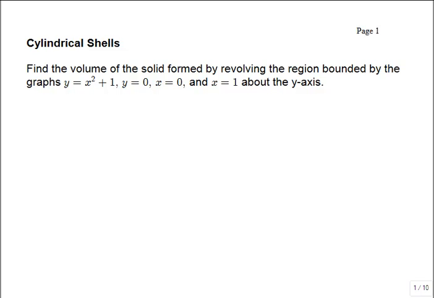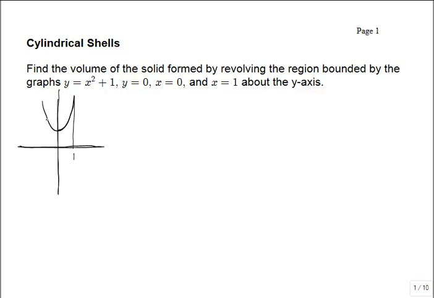So the first thing we're going to do is draw the region that's being bounded, and then we're going to rotate it around the y-axis. So let's start by drawing y equals x squared plus 1. That's just a parabola that's been shifted up 1 unit. Y equals 0 is just the x-axis. X equals 0 is just the y-axis. And x equals 1 would be just a vertical line at x equals 1.